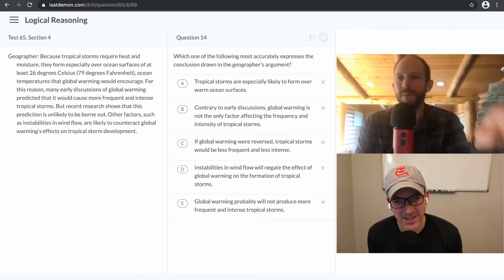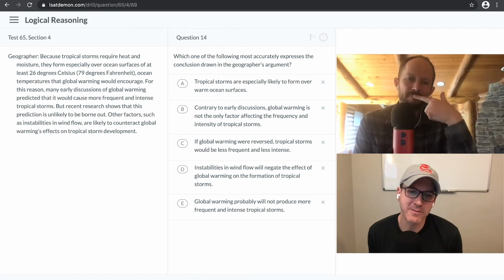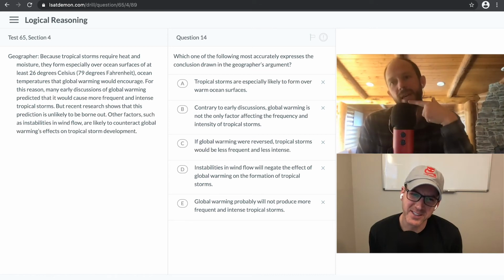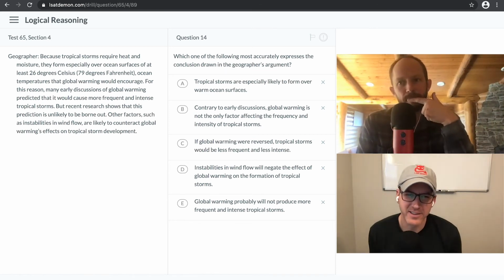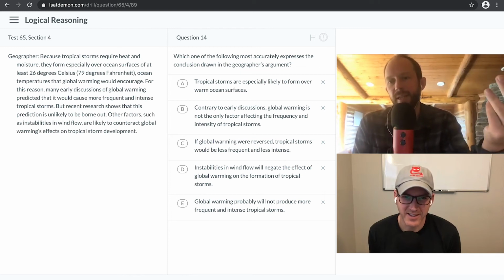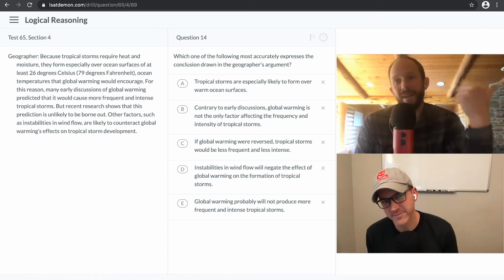Or I mean, it's actually factually, I don't think the geographer actually disagrees with A. Right. I mean, the geographer did say that warm ocean surfaces provide the necessary conditions for tropical storms. But they went further than that.